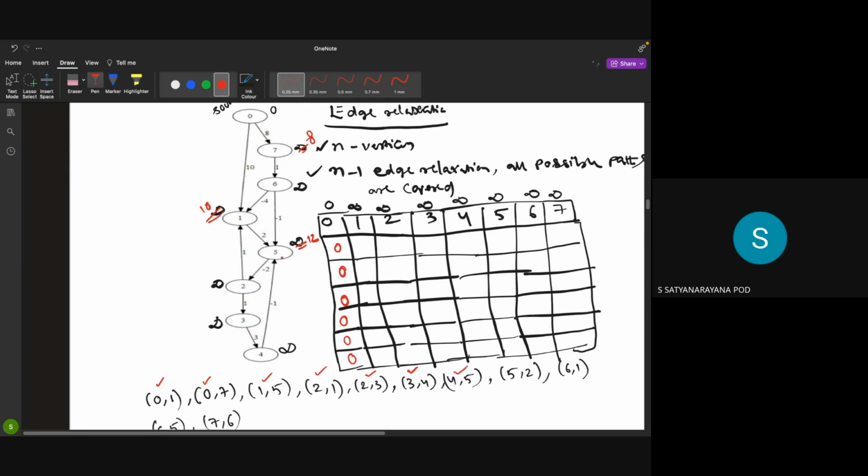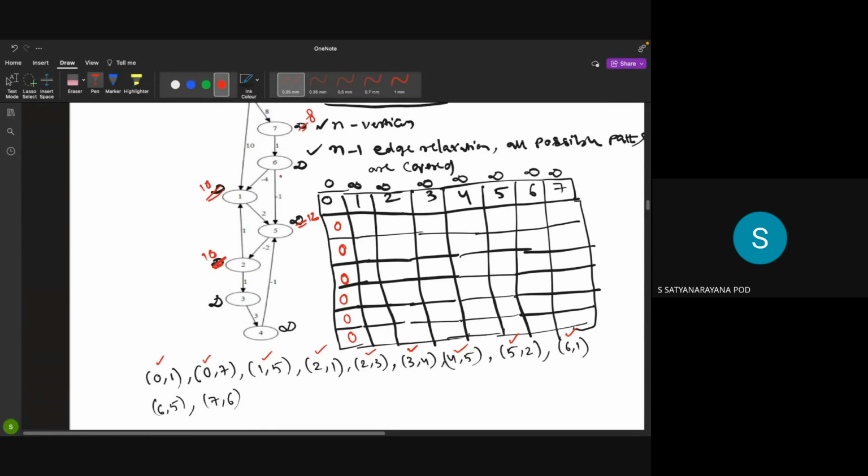Next one, 5 to 2. Any updates there? Yes, it's 12 and this one. Please remember 12 and this minus 2. What is this value? It is 10. So it is updated with 10. So 5 to 2 is updated. Next 6 to 1. Already infinite is there. Infinite minus 4, so no chance. Infinite is as it is. 6 to 1 is over. Next one is 6 to 5. Infinite and this minus 1. No chance. So infinite is as it is.